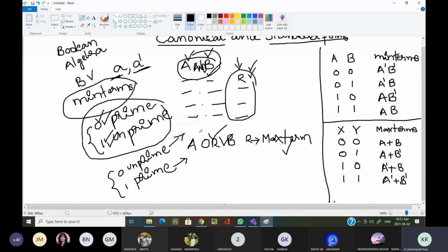Put a heading as minterms. A binary variable may appear in its normal form in minterms. Write it down. A binary variable may appear in its normal form. There you can take some example binary variable, any variable, and you should consider it as normal.